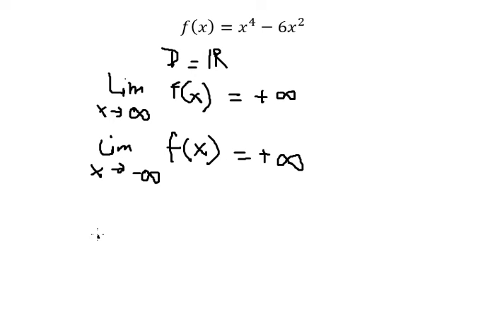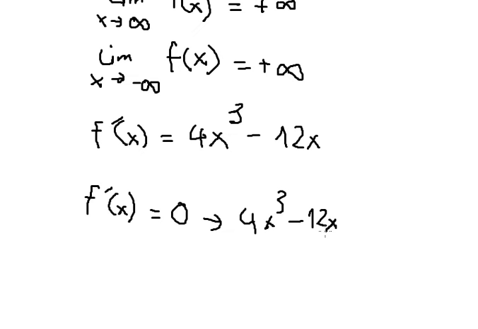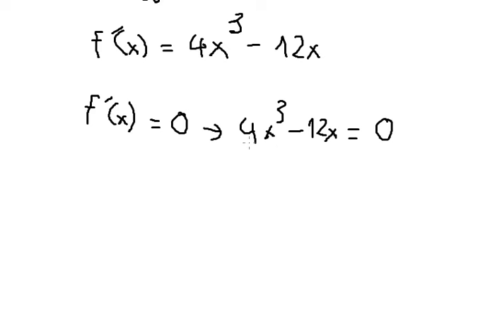Now we need to first find the derivative of the function. So this one we have 4s to the power of 3 minus 12s. Next, we need to find the critical points. So we first need to set the derivative of the function equal to number 0. That means this one equals number 0. So we divide both sides by number 4.